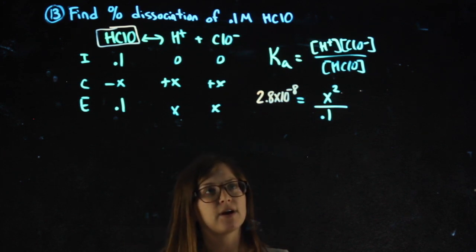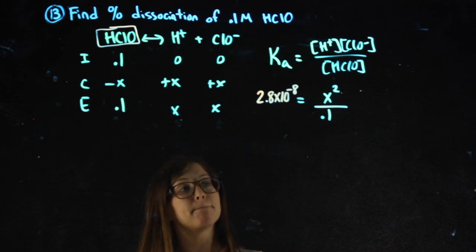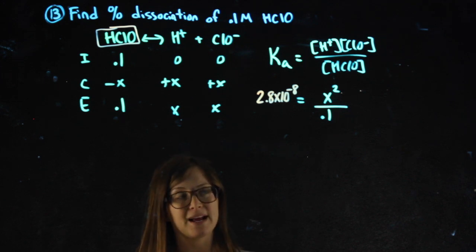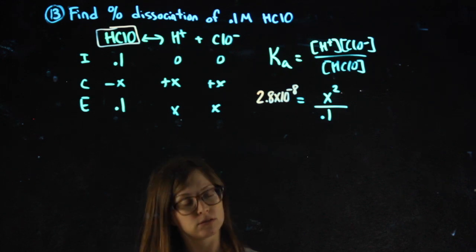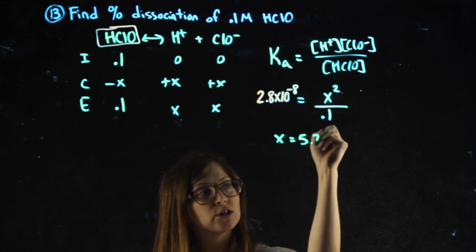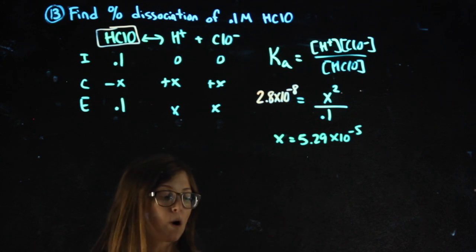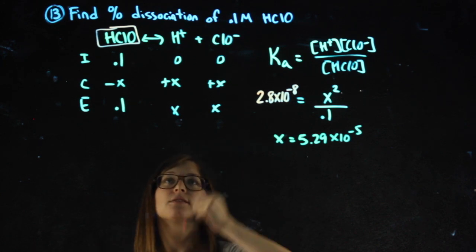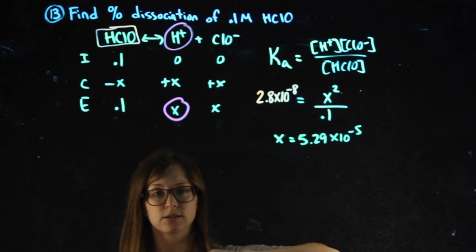Then I can keep solving for X, so I'm going to take 2.8 times 10 to the negative 8, multiply by 0.1. That'll get me an X squared of 2.8 times 10 to the negative 9. Square root, and I get an X value of 5.29 times 10 to the negative 5. Why do I care about X? X represents my H plus.